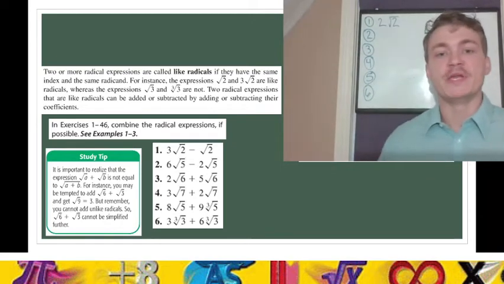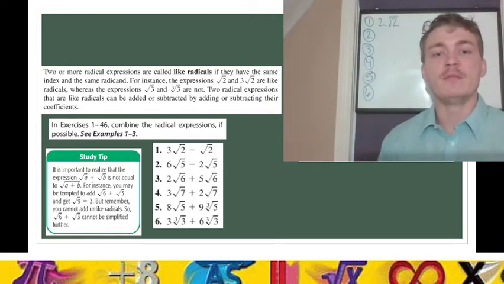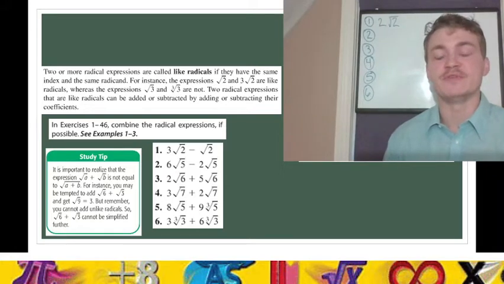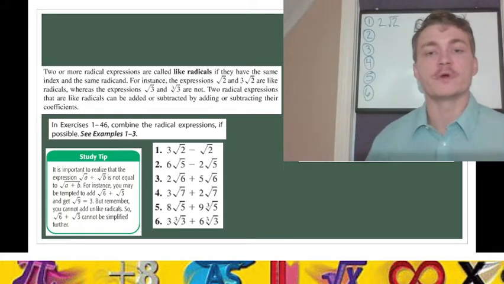Number 2, similarly here, 6 square roots of 5 minus 2 square roots of 5. 6 minus 2 is 4, indicating we have 4 square roots of 5.